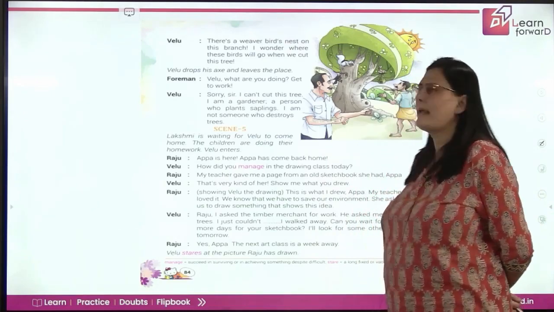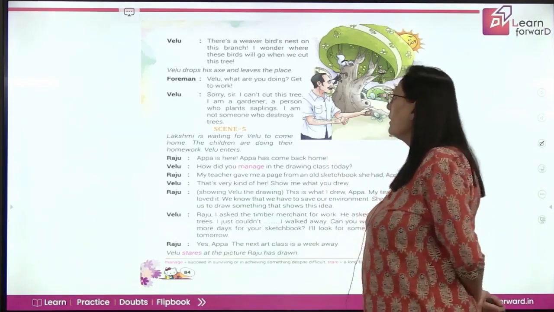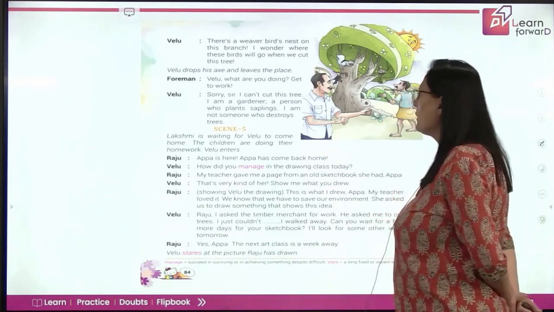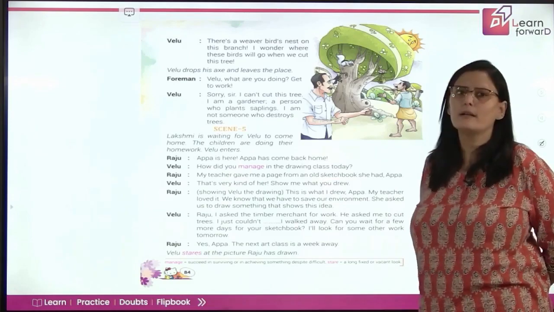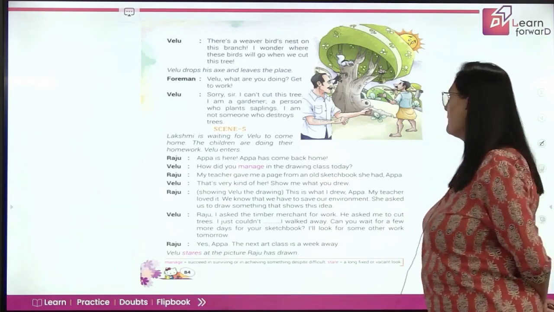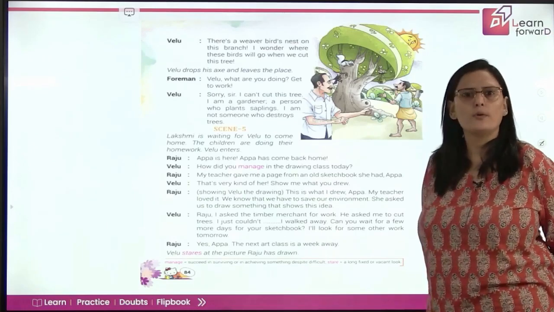Velu drops his axe and leaves the place. Foreman: Velu, what are you doing? Get back to work. Velu: Sorry, sir. I can't cut this tree. I'm a gardener, a person who plants saplings. I am not someone who destroys trees.